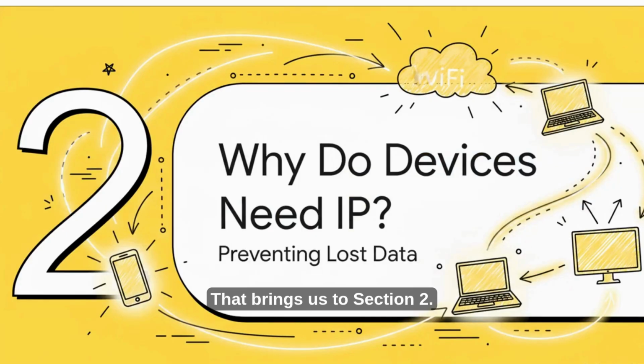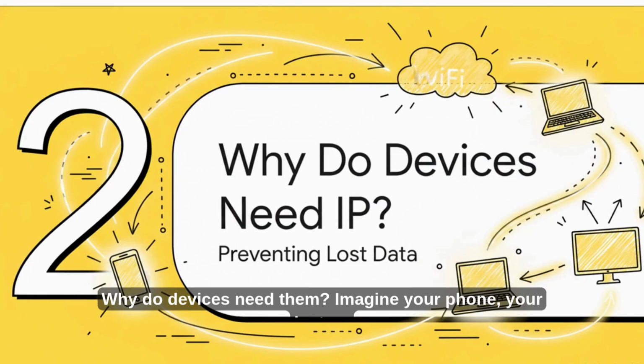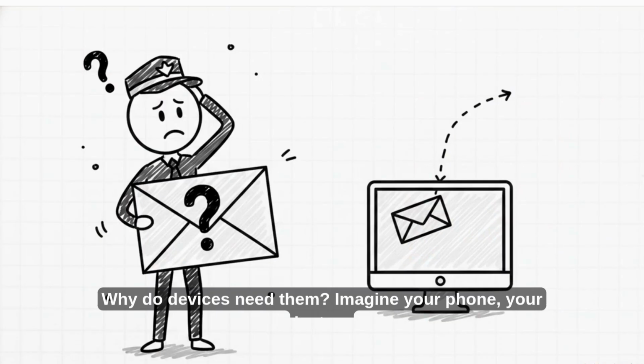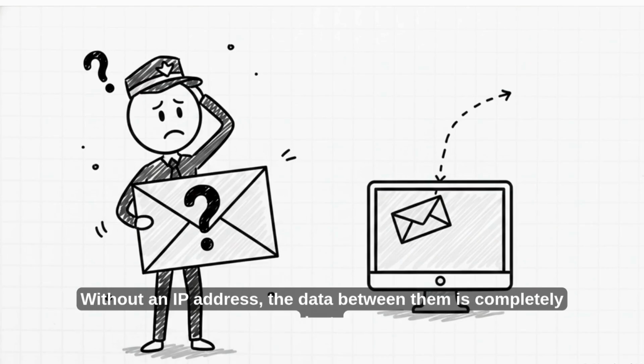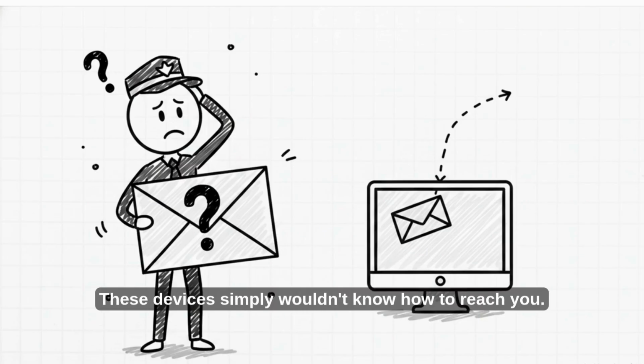That brings us to Section 2. Why do devices need them? Imagine your phone, your laptop, and your smart TV are all connected to your home Wi-Fi. Without an IP address, the data between them is completely lost. These devices simply wouldn't know how to reach each other.